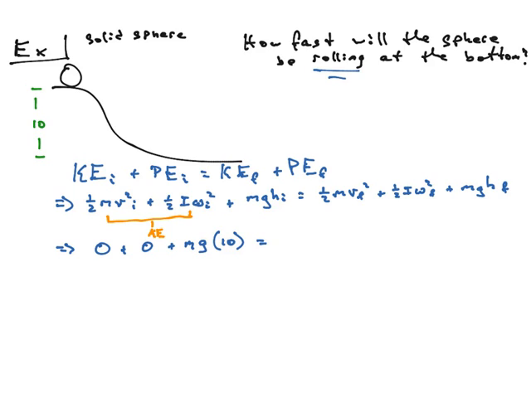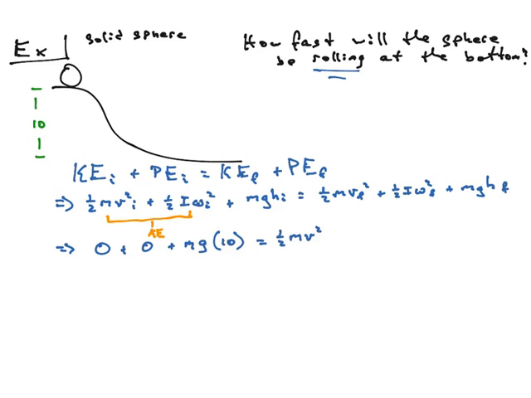Final state. I've rolled down the hill. I'm at the bottom, rolling along. At this point, am I moving? Sure, I'm still moving. Nothing has stopped me. There's some 1/2 mv squared.